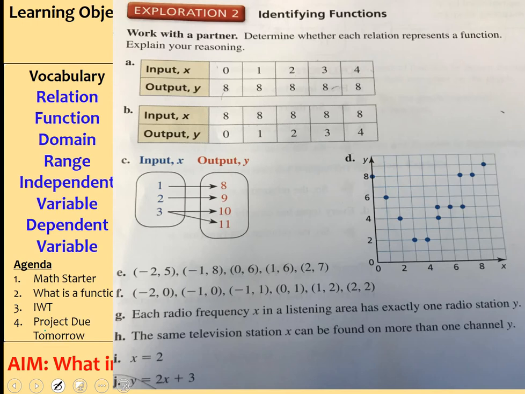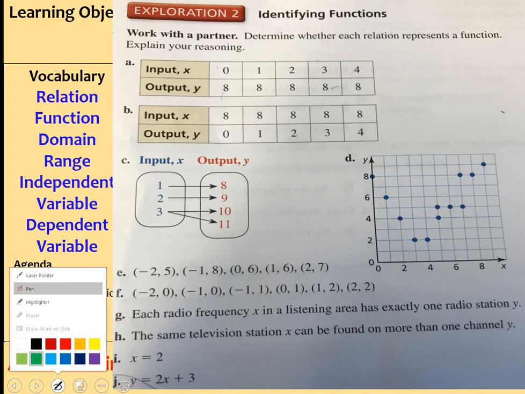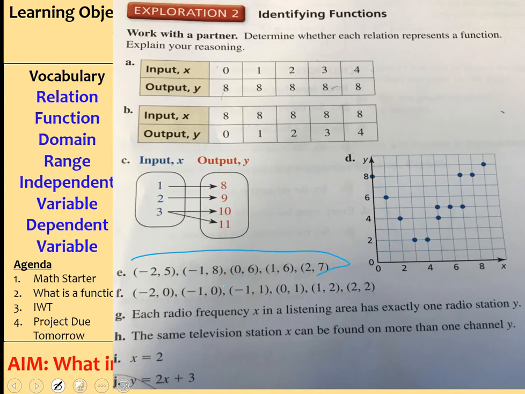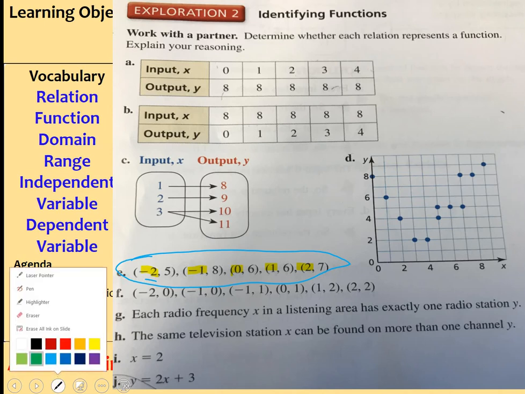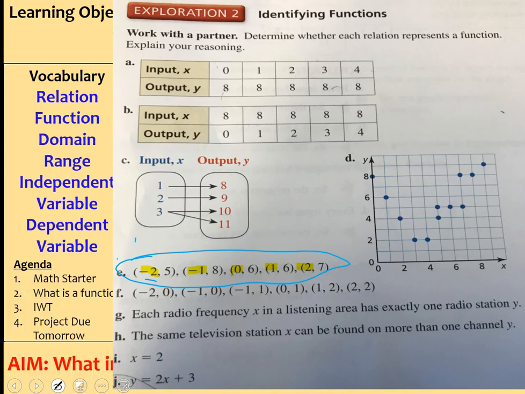Okay, the graph we're going to do tomorrow, so we're going to skip it for now. But let's look at the ordered pairs. Let's look at letter E. So for letter E, first let's see if it's a function. I'm going to use a highlighter actually. I'm going to look at just the x's, and quickly looking at them, there's no x's that repeat, so I'm going to say right away it is a function. So yes, this is a function.